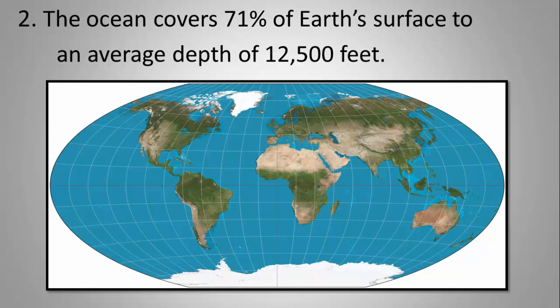Also note that the ocean covers most of Earth's surface, 71%. Average depth, 12,500 feet. If you've been to the shore before, as you walk into the ocean, there it's just a few inches, few feet deep. So 12,500 feet, which is over 2 miles deep, informs us that the ocean is very shallow in coastal zones and therefore must be very deep when you get away from the shoreline.